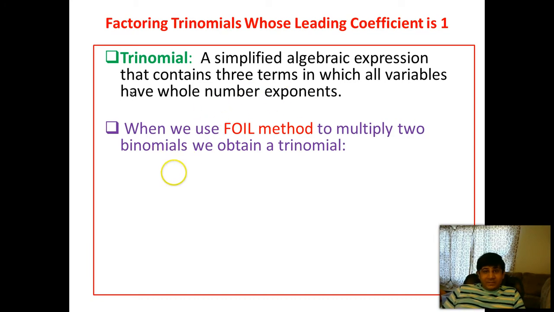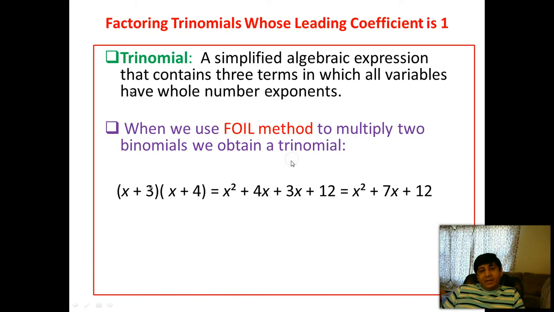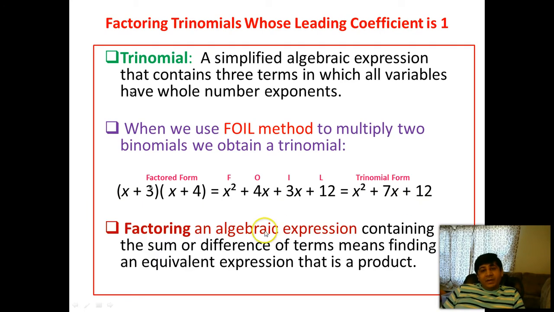So as I told you earlier, when we use the FOIL method to multiply two binomials, we end up with a trinomial. I'm going back to the previous example, where we had two binomials. When you multiplied them, we got a trinomial. Each binomial has two terms, and this one has three terms in it.